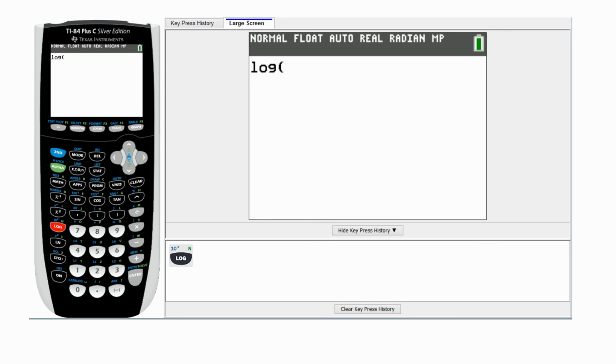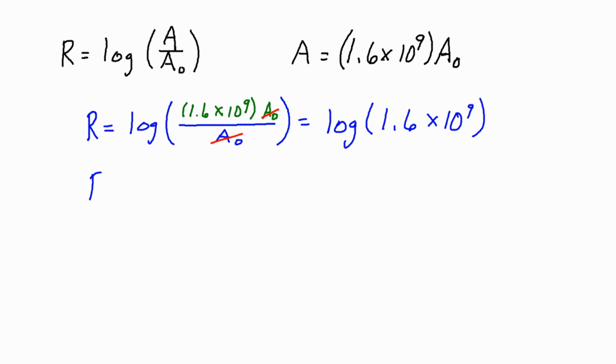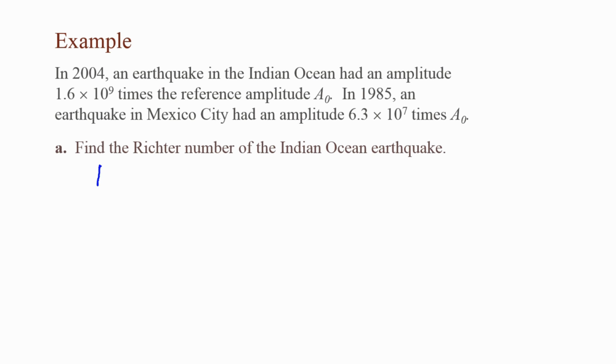So we have log 1.6. For scientific notation, we need EE. It's above our comma, second, comma, and then you just type your exponent, 9. Enter, and I get 9.204119983. We'll round to the tenths place, so R equals 9.2. So the Richter number of the Indian Ocean earthquake is 9.2.